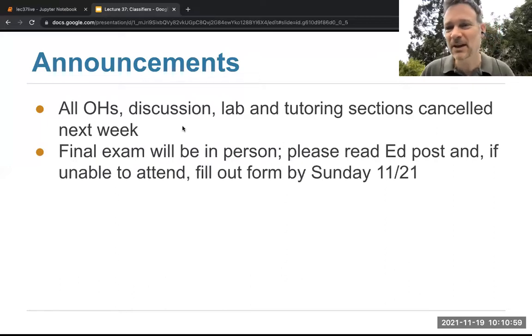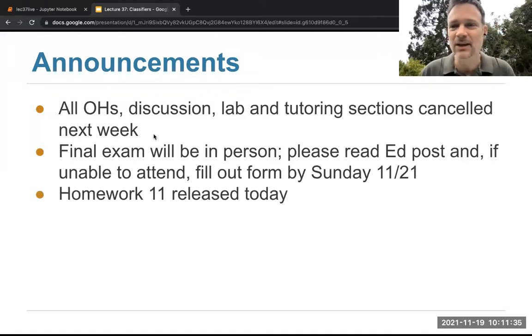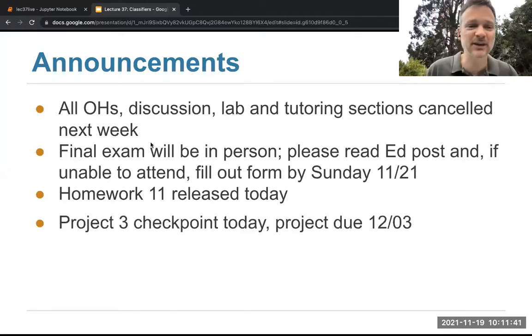The final exam, as I mentioned last time, is going to be in person. So we have a default in-person exam. There's a post on Ed describing all the details. If there's a problem with you attending in person, like if you're not here in Berkeley, we will have an online alternate exam. And if you need the online alternate exam, please go read the Ed post and fill out the form by this Sunday, 2 days from now.